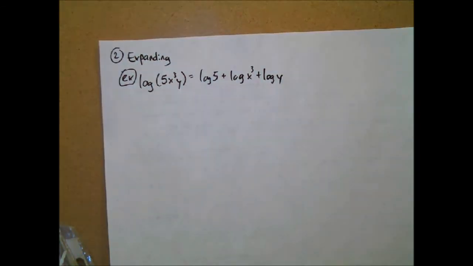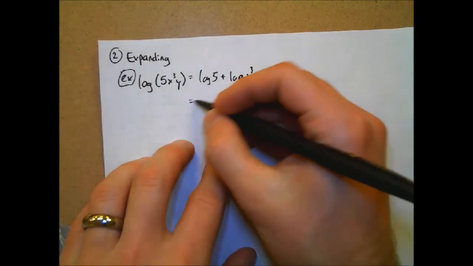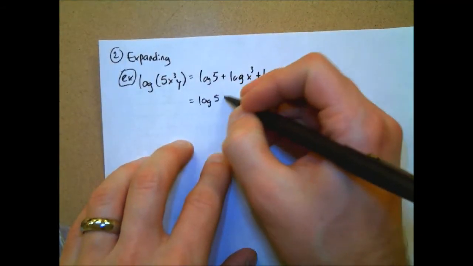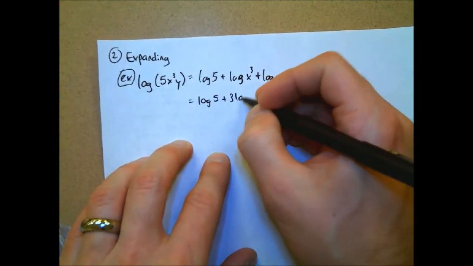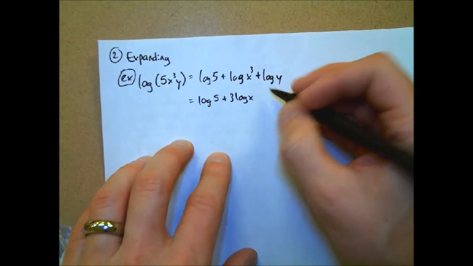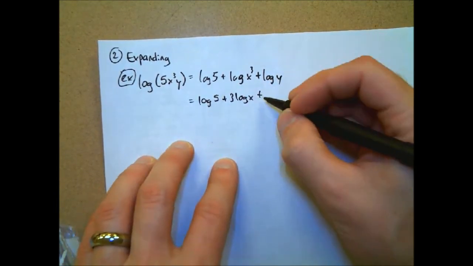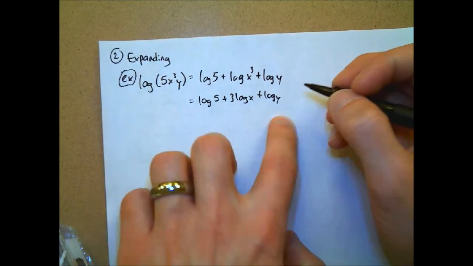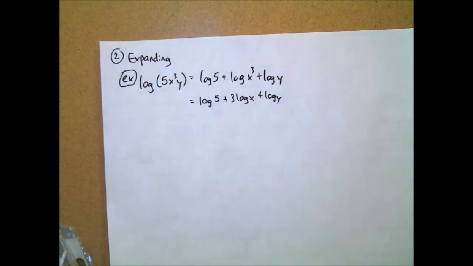Okay. Can we simplify log of 5 any further? No. Can we simplify log of x cubed any further? Yes. What can we do? Bring that 3 out front. And again, I would say it's kind of debatable whether that's simpler or not, but we'll go ahead and do it anyway. And then can we simplify log of y any further? No. So we're done. There's no more products to expand to addition or division to expand to subtraction. So that's the answer.